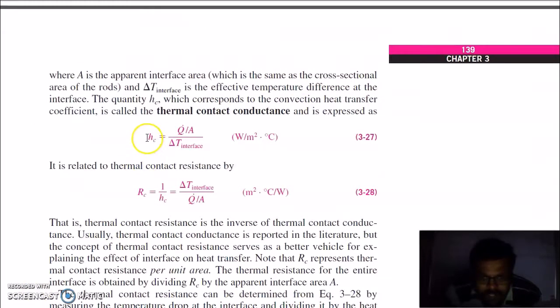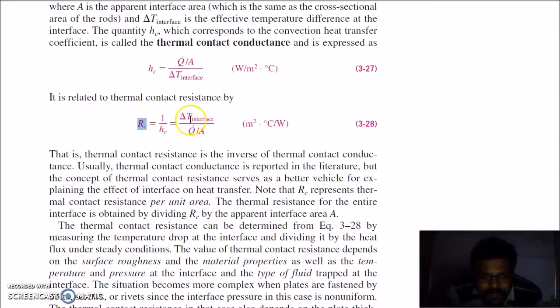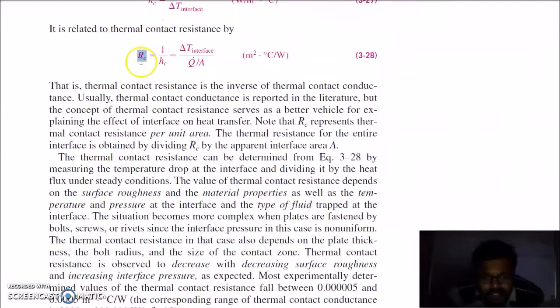Now the reverse of this thermal conductance, which is RC, is called thermal contact resistance. RC represents the thermal contact resistance per unit area. The thermal resistance for the entire interface is obtained by dividing RC by the apparent interface area A. Now this value can be easily calculated if you know the interface temperature difference, which we can calculate with the help of thermocouples, and if you know your heat flux.